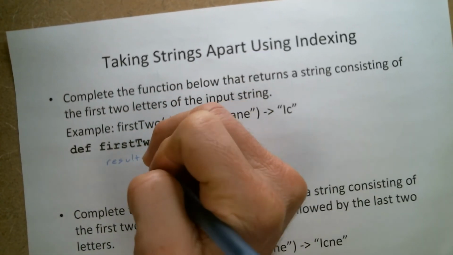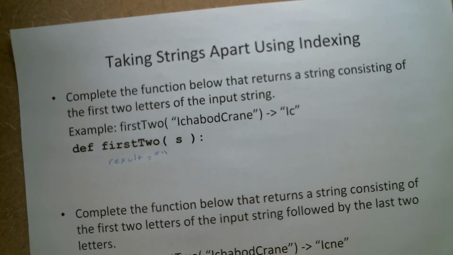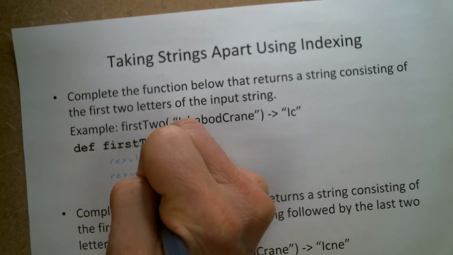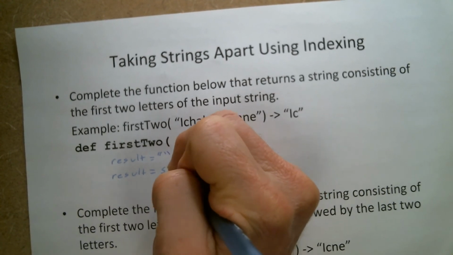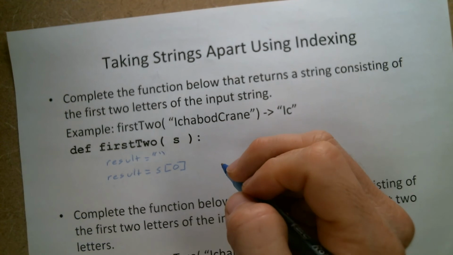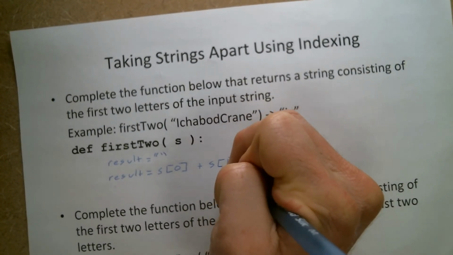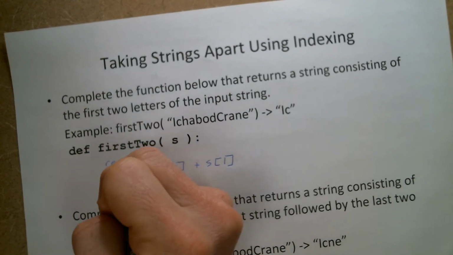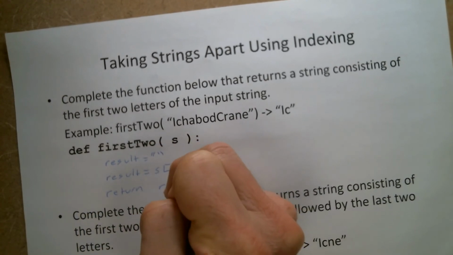I could have it empty at the start, and I could say result equals S of 0, because that's going to be my first character, plus S of 1, because that's going to be my second character. And then I can say return result.